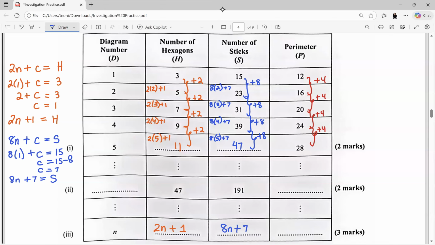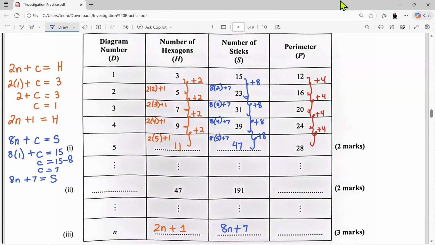So Isabel, I'm asking you again, what about if the diagram number is 10? How many sticks would you have? The diagram number is 10. 87 sticks. 87, right? Because 8 times 10 plus 7 will give you 87.